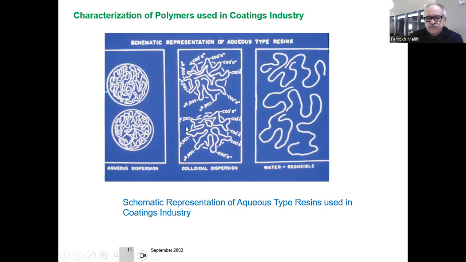structurally fall into three categories. One are the latexes that are used in waterborne coatings. These are spherical particles and can have a very high molecular weight in the range of 500,000 to 1 million, and a particle size in the submicron range. Then we have the colloidal dispersions and water-soluble or water-reducible resins that are lower molecular weight and can have different functional properties to impart surface charge and stability in aqueous systems.